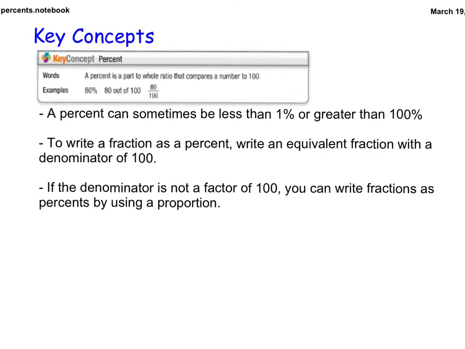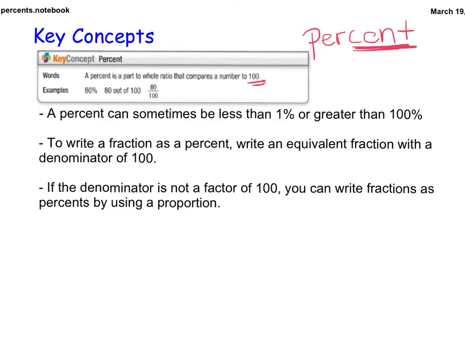Okay, so here we've got key concepts: a percent is a part-to-whole ratio that compares a number to 100. Now that's really important, that 100 number. If we look at the word percent, we have this word cent in here. Now think of the words that you know that contain the word cent. Well, an actual cent, a penny, we have 100 pennies in a dollar. The word century, we have 100 years in a century. And let's see, a centimeter, we have 100 centimeters in a meter. All of those are using the word cent.